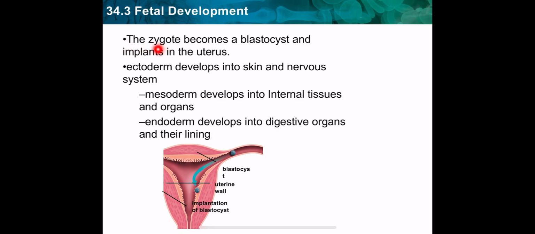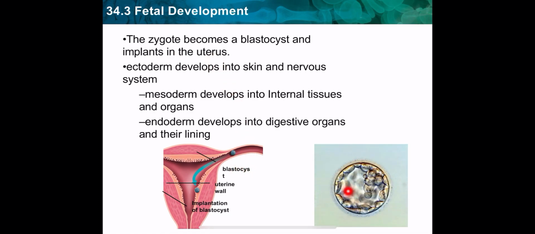As I told you, the zygote will implant inside the uterus after becoming a blastocyst. So the zygote becomes a blastocyst and implants in the uterus. This is the blastocyst. Here it's like a ball. If you remember, this ball is composed of three layers: ectoderm, mesoderm, endoderm. The ectoderm will develop the skin and nervous system, the mesoderm the internal tissues and organs, and the endoderm will form the digestive organs and the lining of the viscera. So mesoderm for bones, endoderm for digestive organs and viscera, ectoderm for the skin and nervous system.